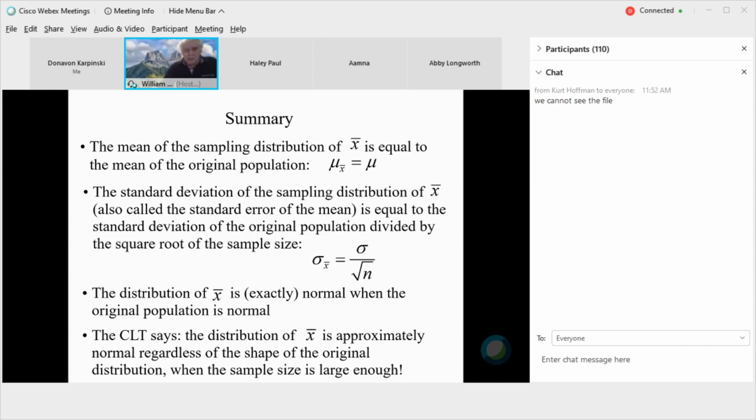The mean of the sampling distribution of X bar is equal to the mean of the original population. The standard deviation of X bar is also called the standard error of X bar, the standard error of the mean. Sigma X bar is sigma over the square root of n. The distribution of X bar is exactly normal when the original population is normal. The central limit theorem says the distribution of X bar is approximately normal, regardless of the shape of the original distribution, when the sample size is large enough.